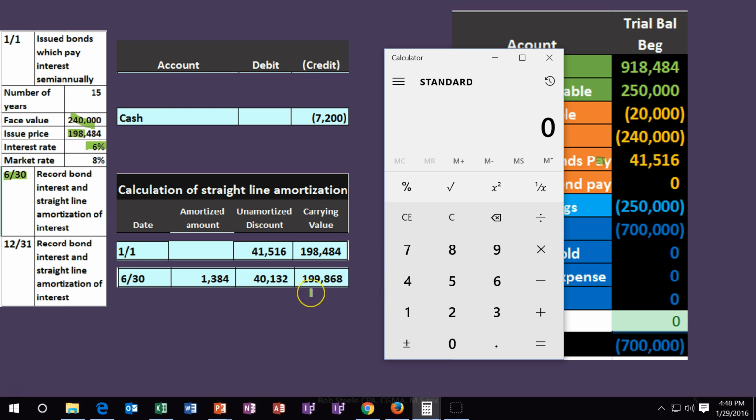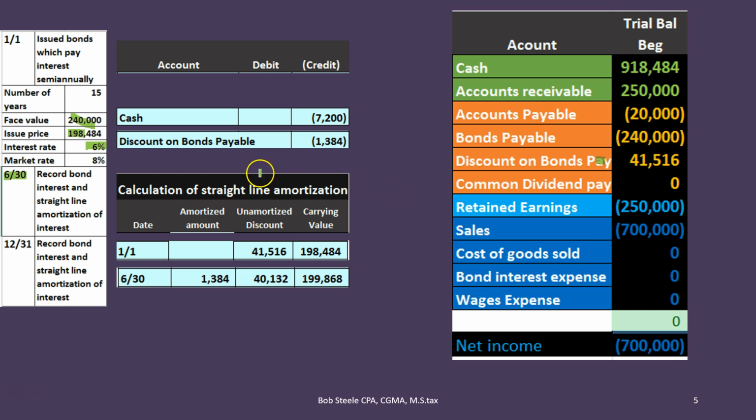And then our new carrying amount, it's always going to be the carrying amount will be the amount of the bond, 240,000 minus the unamortized discount, 4132. That gives us the 199,868. So therefore, we are going to credit the discount for the 1384. We're going to reduce the discount here by 1384. And what will the debit go to then? It's going to have to go to the bond interest. So the debit will be bond interest.